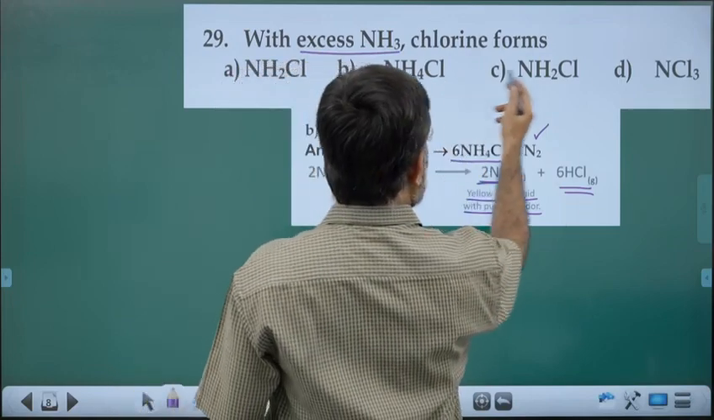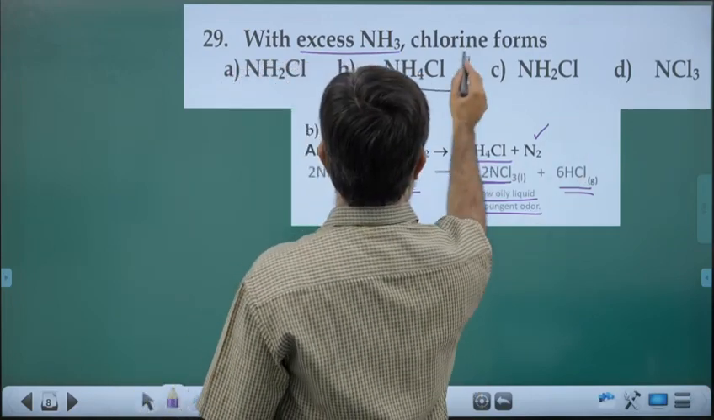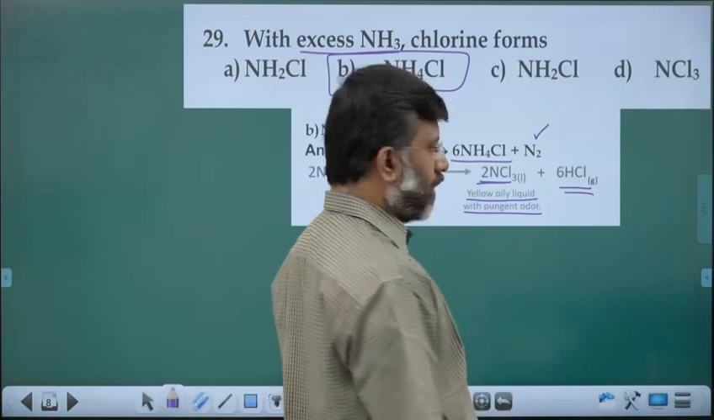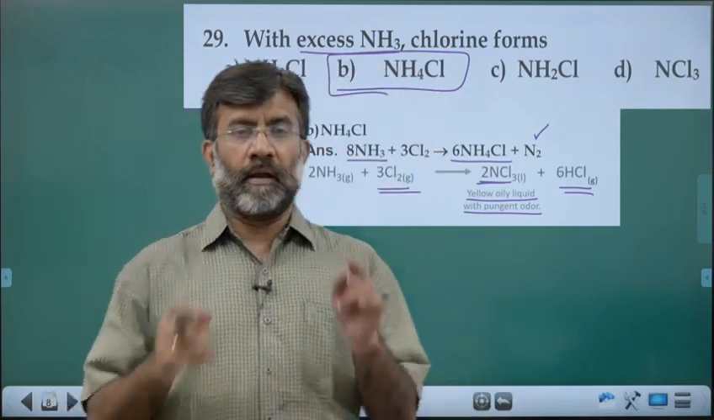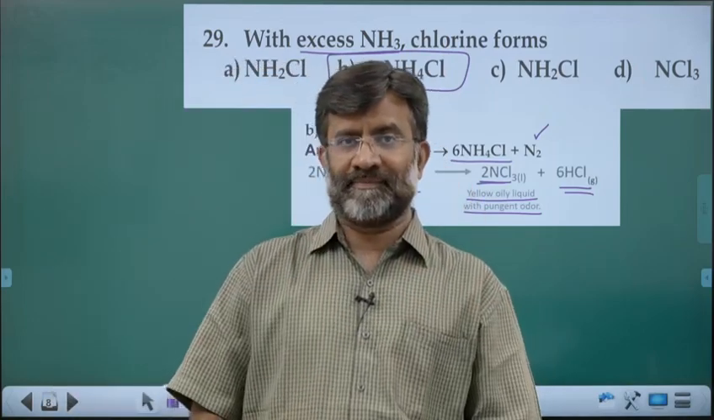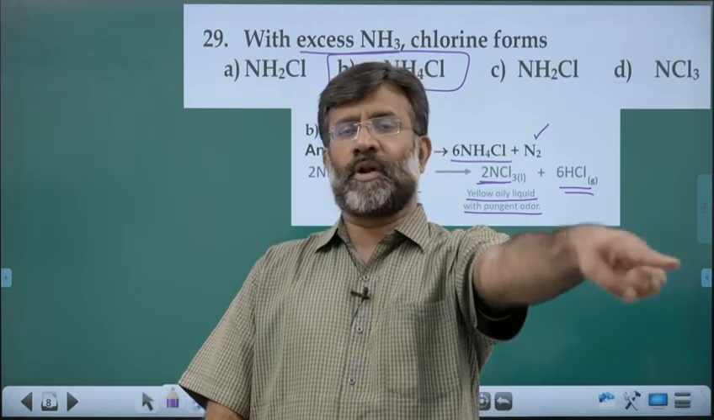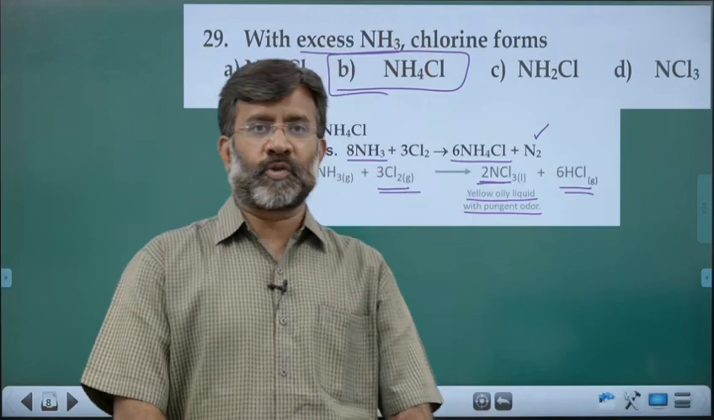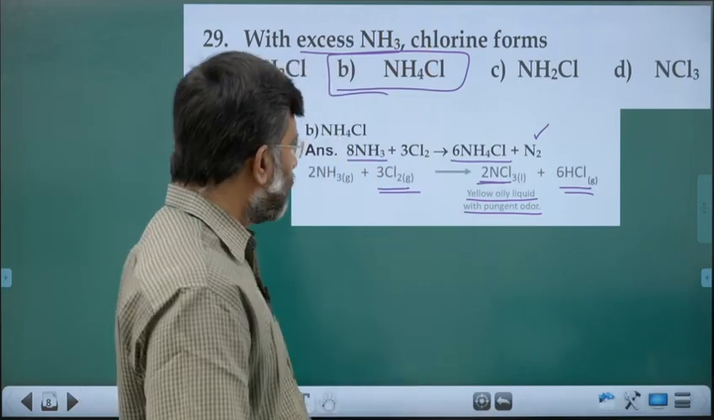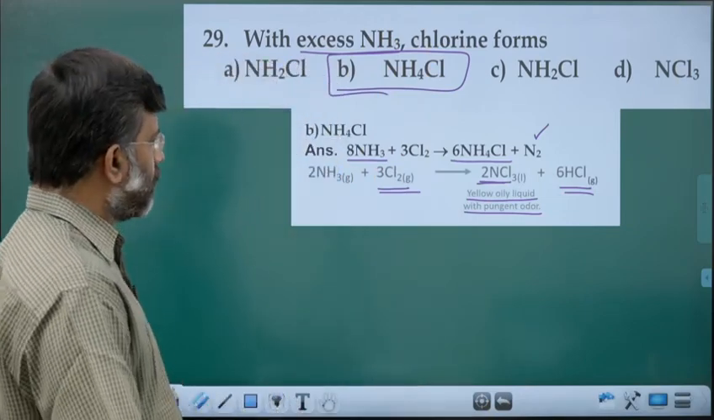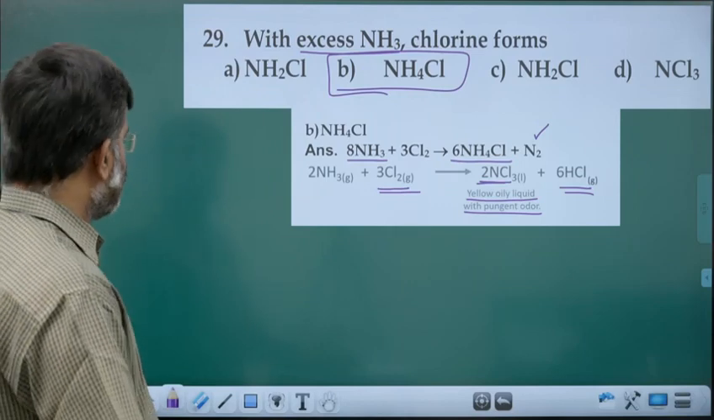Here it is asked for excess ammonia, so it will be ammonium chloride and nitrogen. Option B. While with excess chlorine, the reaction has to be handled carefully because the product obtained is explosive. NCl3, yellow oily liquid with a pungent odor. Right? Next.